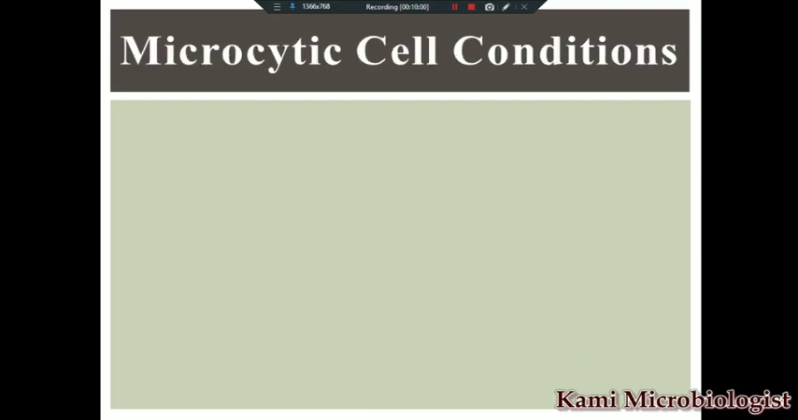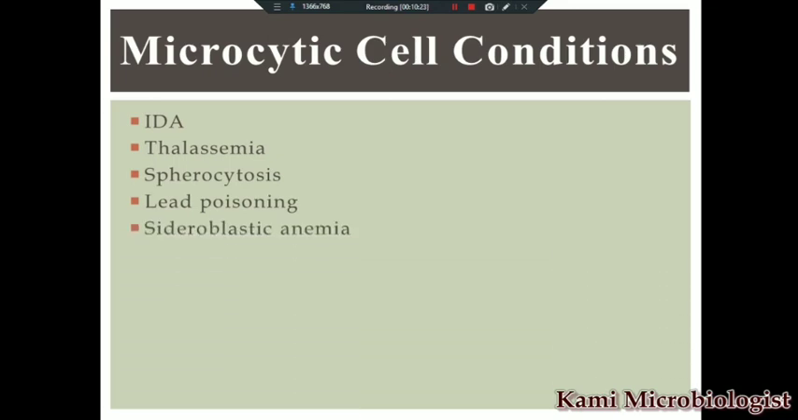Then we have another condition due to which microcytic cells will occur. So let's study the microcytic cell conditions. It is due to iron deficiency anemia, IDA. It is also due to thalassemia, spherocytosis, in which the cells are spherical in shape. It is due to lead poisoning, sideroblastic anemia. So all this is about, okay.